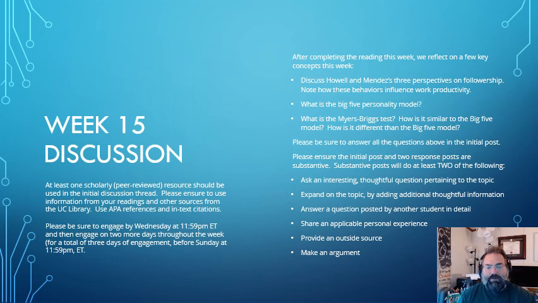For week 15's discussion, discuss Howell and Mendez's three perspectives on followership. Note how these behaviors influence work productivity. What is the Big Five personality model? What is the Myers-Briggs test? How is it similar to the Big Five model? How is it different? Be sure to answer all the questions in your initial post.